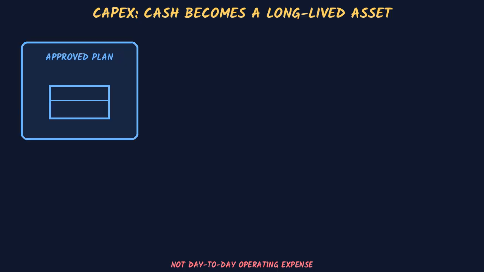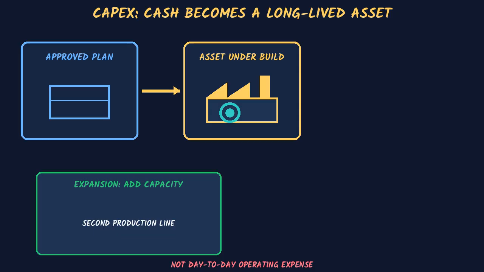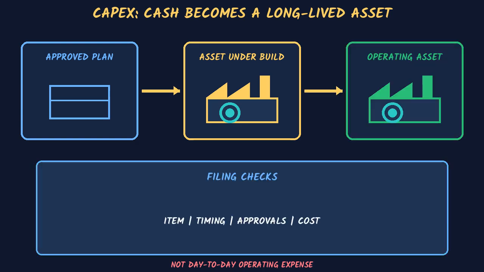Capital expenditure, shortened to Capex, is spending on assets expected to support the business over more than one operating cycle. A factory, machinery, stores, or technology infrastructure. Expansion Capex adds capacity. Maintenance Capex replaces or sustains what already exists. The cash does not simply disappear. It is converted into a long-lived operating asset. In the filing, ask what will be built or bought, when it should be ready, and whether approvals or cost estimates are still pending.